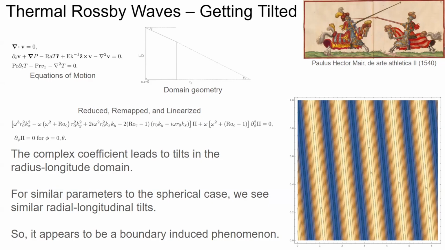So for parameters that are similar to the Busse-esque spherical case that I showed, we can have very similar angles of the tilt for this simple F-plane geometry. So really, this does appear to be a boundary-induced phenomenon. And that's all I had to say.